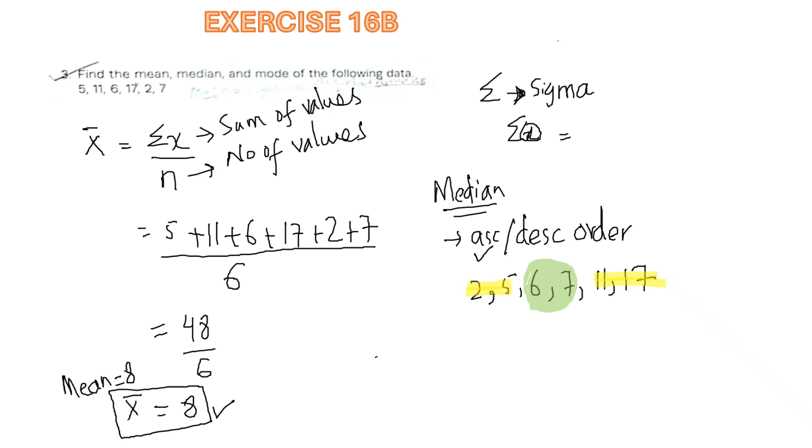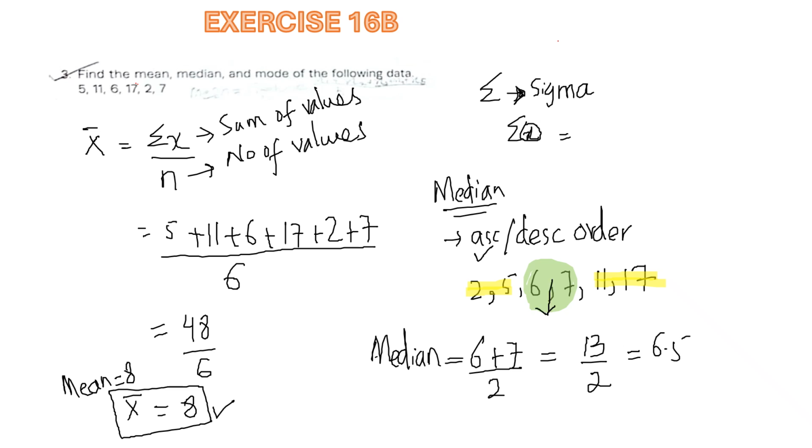So let's do it. What we will do is add 6 and 7 for finding the median. For finding the median, we will add 6 and 7 and divide it by 2. 6 and 7 will give you 13. 13 divided by 2 is 6.5. That means 6.5 is the value that occurs in between 6 and 7, and that is the median, right?